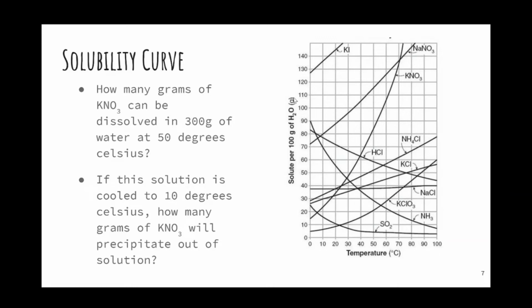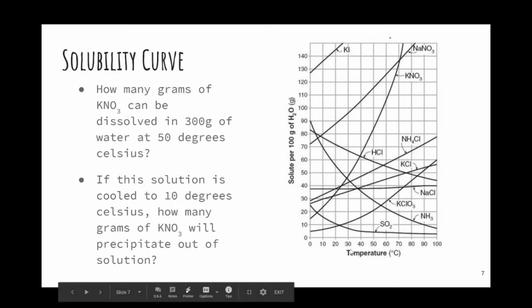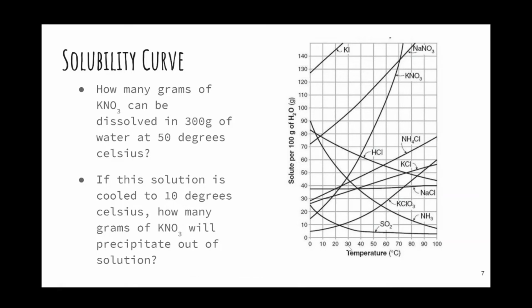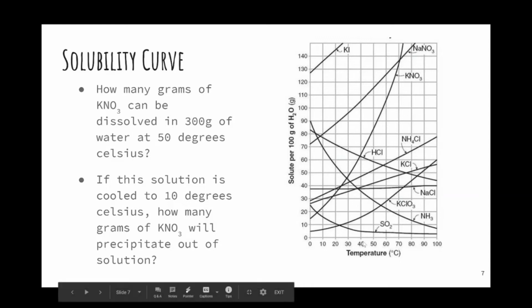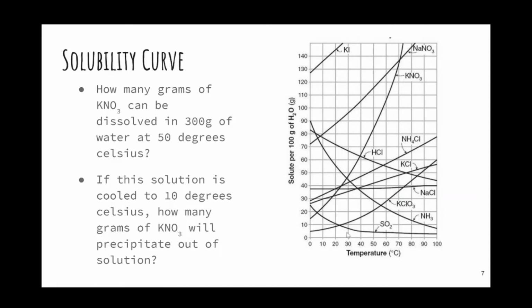On here, we have solute per 100 grams of water. So what we can say is we can identify how much of a substance will dissolve in 100 grams of water at a given temperature. So let's look at a pretty straightforward one. Let's look at sodium nitrate. So if we were at 40 degrees Celsius and we wanted to know how much we could dissolve in 100 grams of water, we could read this all the way up and we could estimate, we could say maybe about 105 grams would dissolve in 100 grams of water.